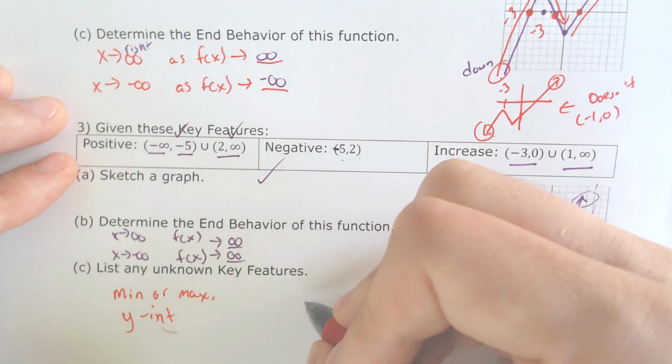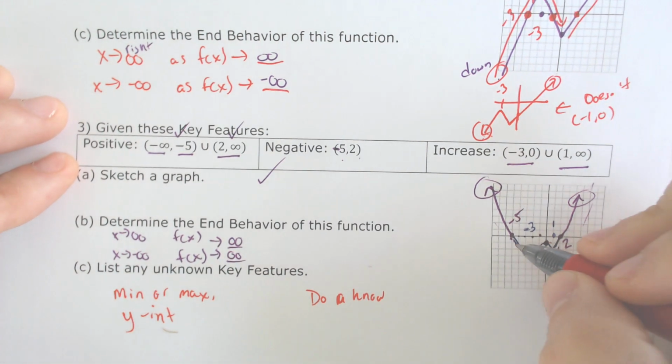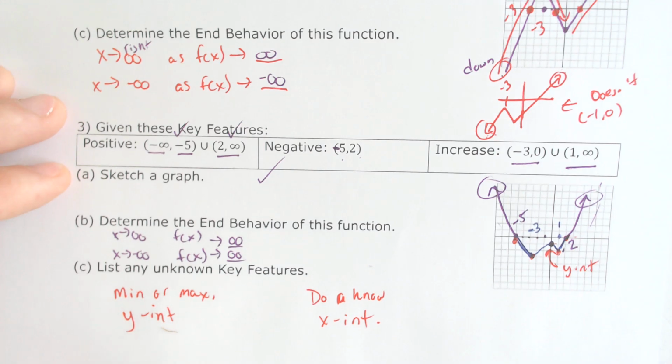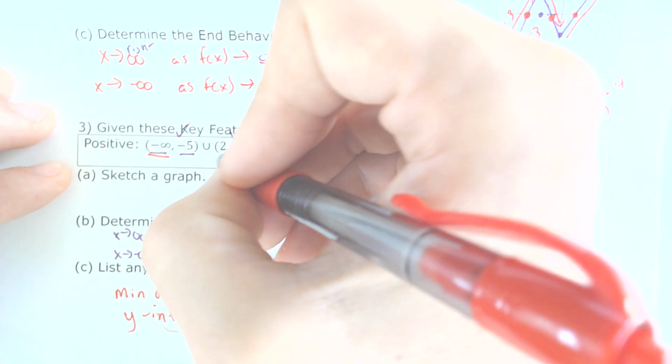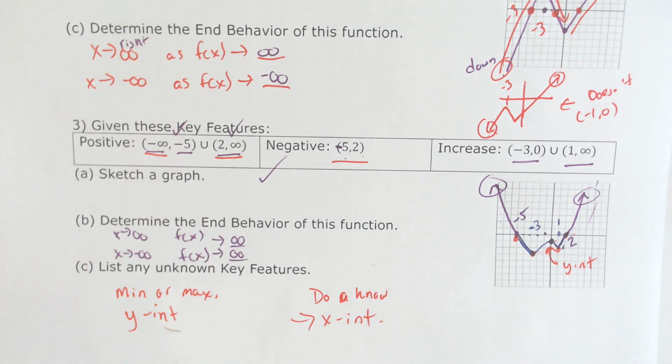We do know the x-intercepts of the graph. Even though we weren't expected to find them, if you know when it is positive and negative, you know the x-intercepts of the graph every single time.